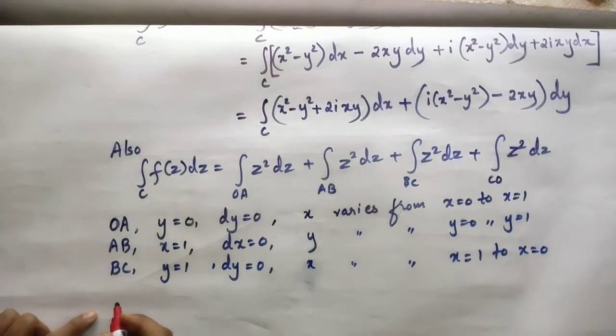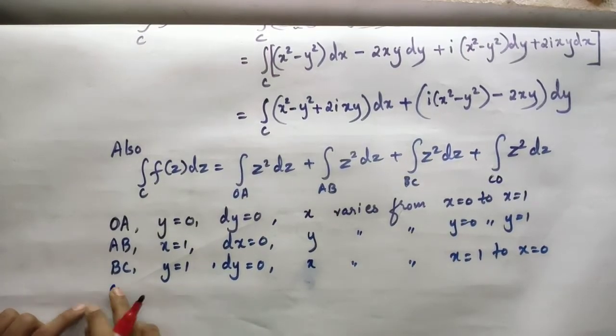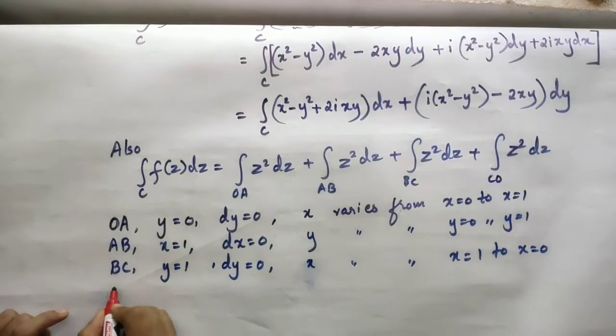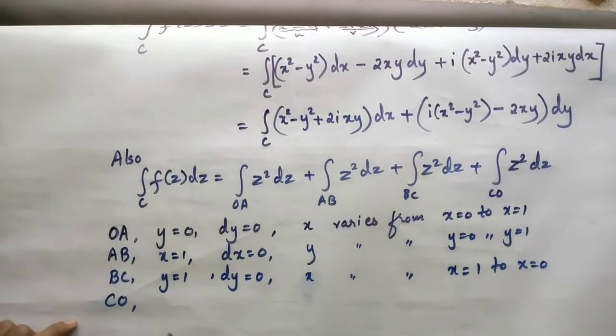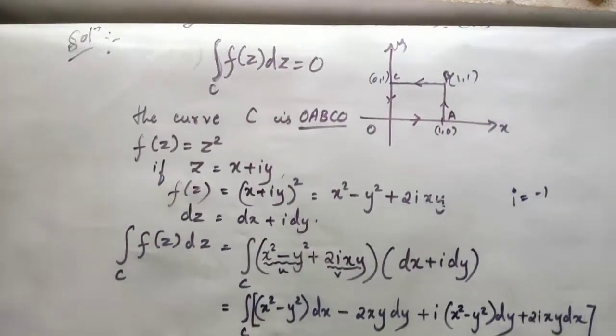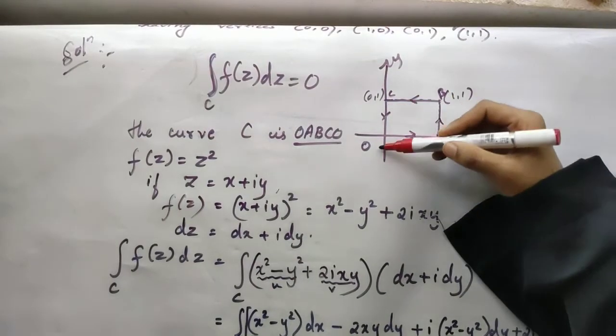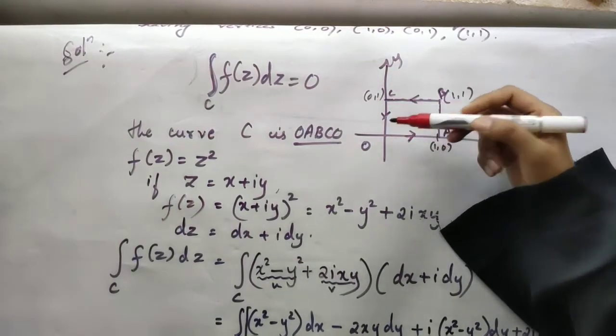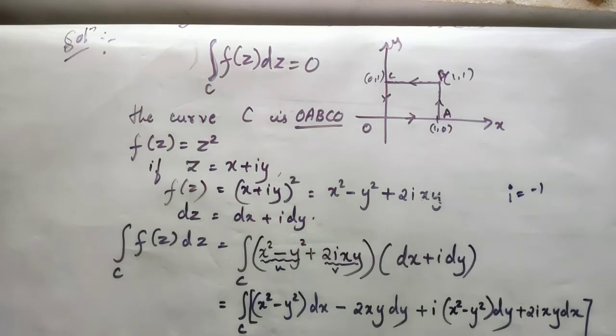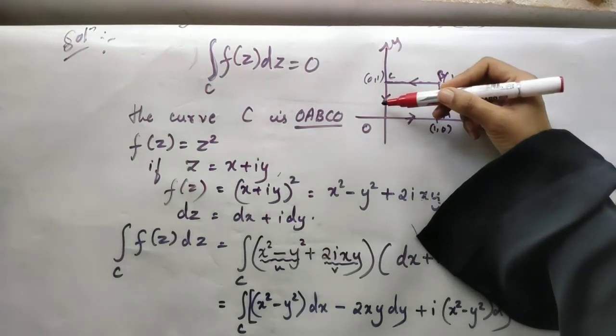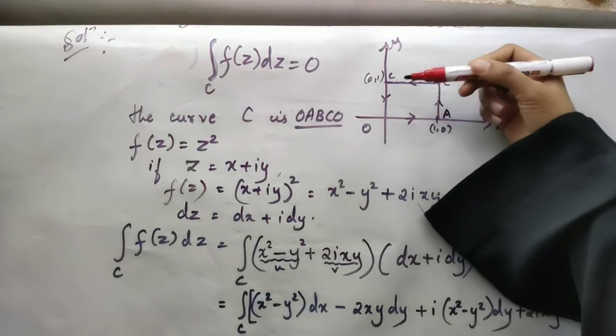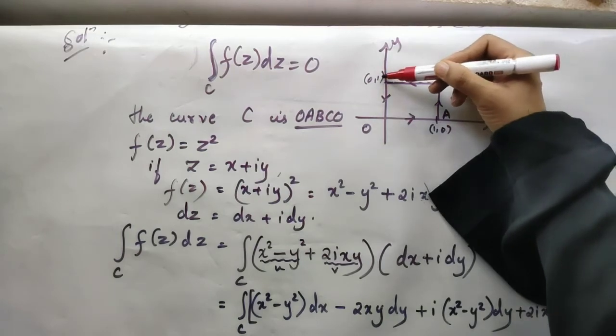After that, along CO, let me show that in the figure. Along CO, this is the y-axis. So on the y-axis, x is 0. So directly you can take x as 0. So dx will also be 0. Then what is happening with y? y is 1 at C.